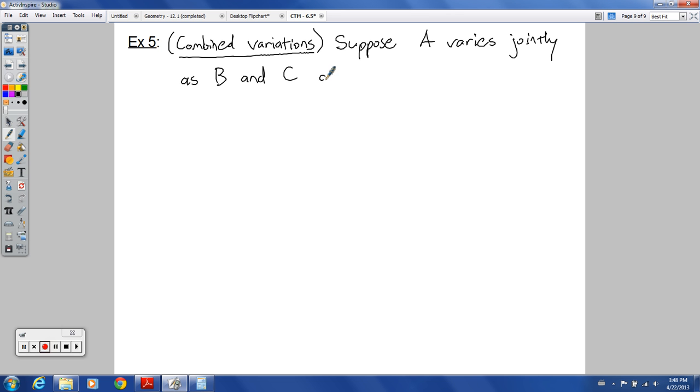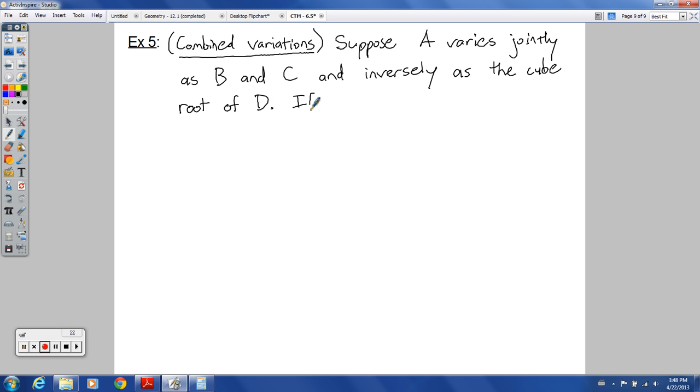And inversely as the cube root. Maybe you forgot what that was from your algebra class, cube roots. So we'll talk about that here. We talk about it in geometry a little bit too, as the cube root of D.